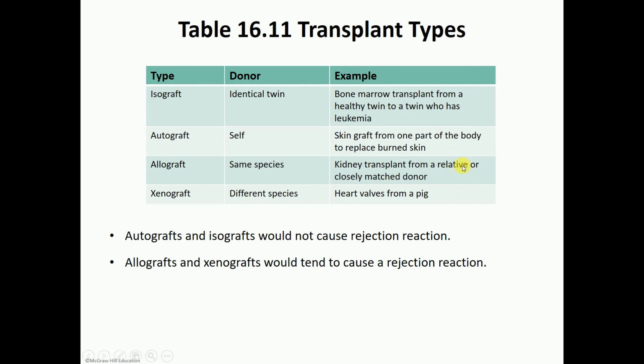Okay, so kidney transplants from a relative or a closely matched donor of the same species. So I'm getting again from another human. I am going to try to find the closest match, but it is not 100% identical. So there is still that risk of developing a rejection reaction. Xenograft is where we get transplants from different species. For example, heart valve replacements. These come from pigs. So that is a totally different species, and obviously that can also lead to a rejection reaction.